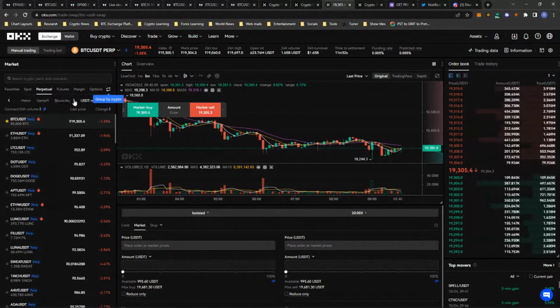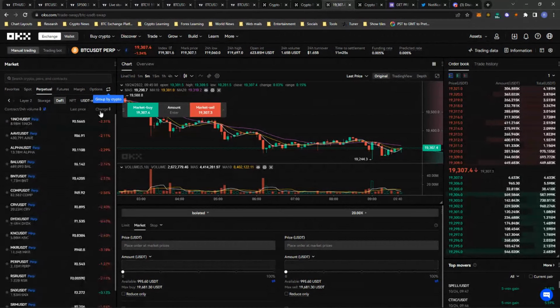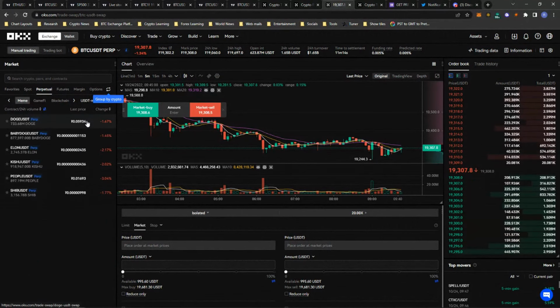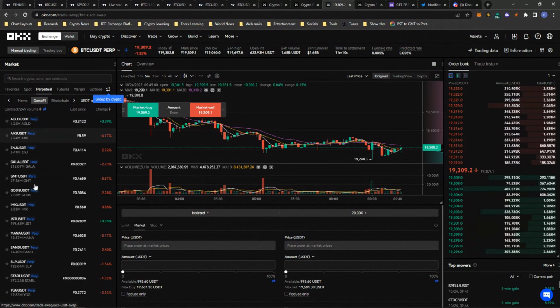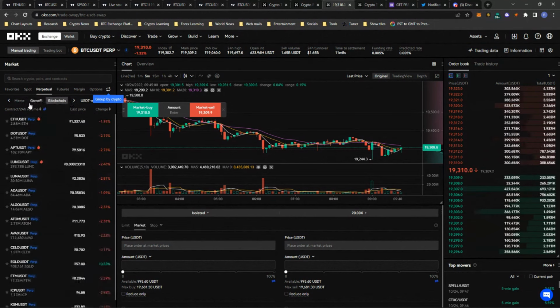In addition to this, they also have additional filtering systems that you can use, like the layer 2 function, storage, DeFi coins, so that you can have access to a specific category of coins. You can see that if you want to be trading some meme coins, there's all the memes. If you want to be trading GameFi, there's all the game blockchains and so forth. Something that is interesting for me as well is that you can margin in USDT, USDC, or crypto, and you can filter around that as well.